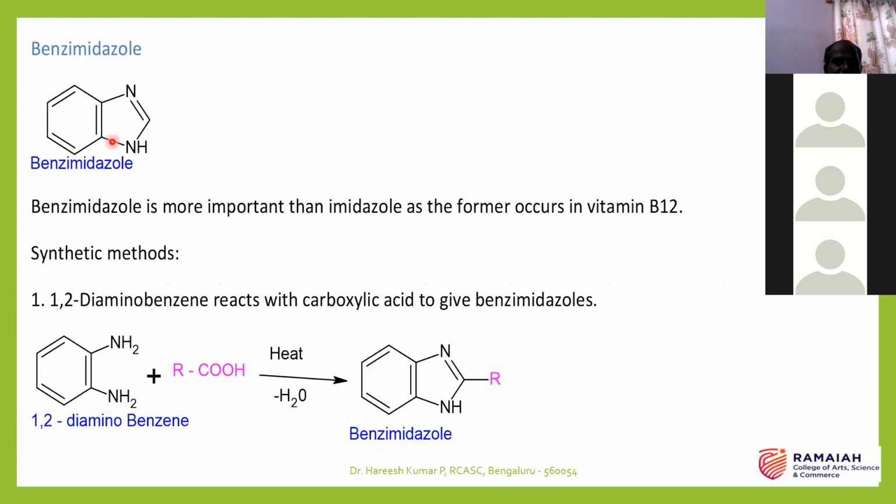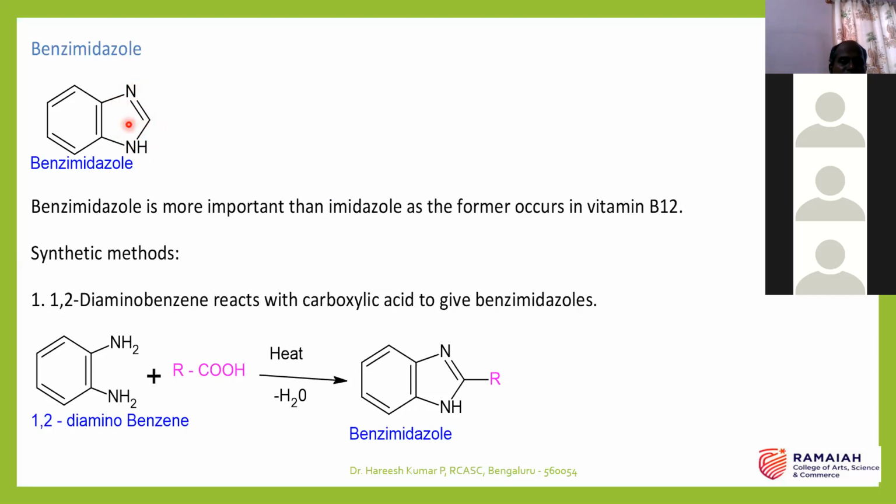Next we are talking about benzimidazole. What it means? An imidazole group means a 5-membered ring with 2 nitrogens at the 1 and 3 positions. Suppose in a 5-membered ring the 2 nitrogens are at the 1 and 2 positions, it's called pyrazole. So that is the difference. Pyrazole means a 5-membered ring with nitrogens at the 1 and 2 positions. Imidazole means a 5-membered ring with nitrogens at the 1 and 3 positions.